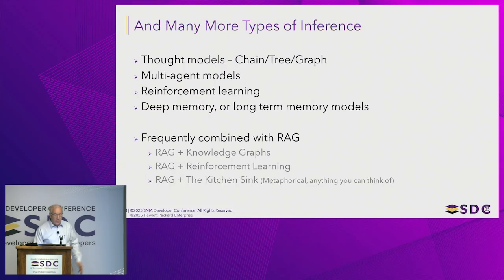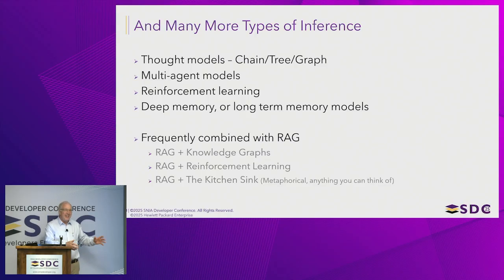There are many more models of inference. There are thought models: chain of thought, tree of thought, graph of thought. There are multi-agent models where you query a whole bunch of different AI agents and then combine everything and look at it again. There's a mechanism called reinforcement learning where you inject information to help reinforce correct answers. We're seeing deep memory models or long-term memory models now, where they retain more and more context information about what's happened in the past to make better recommendations.